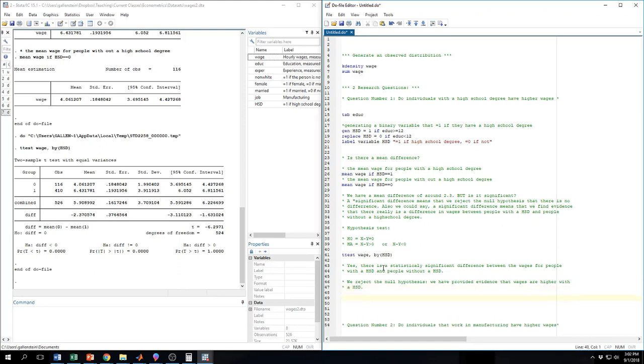Now, if I asked you, is this causal? What would you say? We found this statistically significant. That means we have strong evidence to suggest that wages really are larger for people with a high school degree than people without it. Does this mean it's causal? Does this mean that a high school degree causes you to have higher income or higher wages? Is this causal? The answer is no.